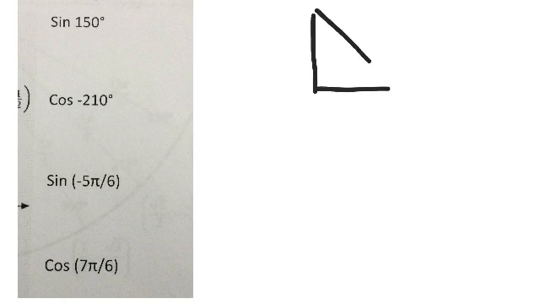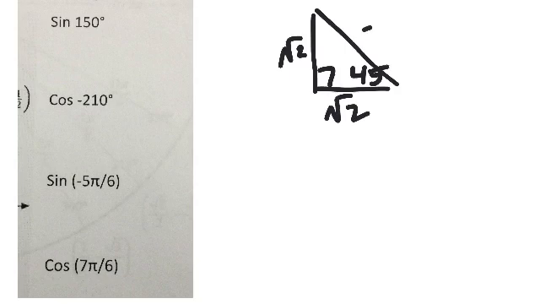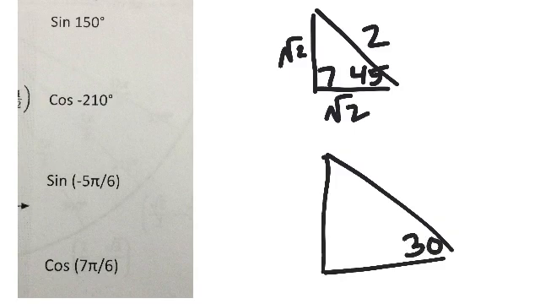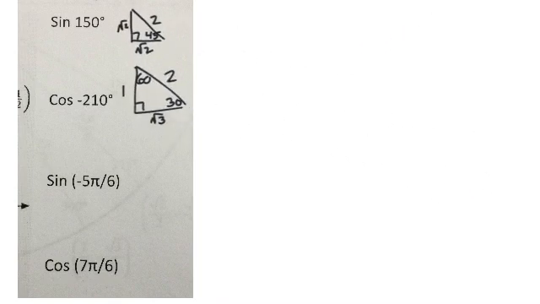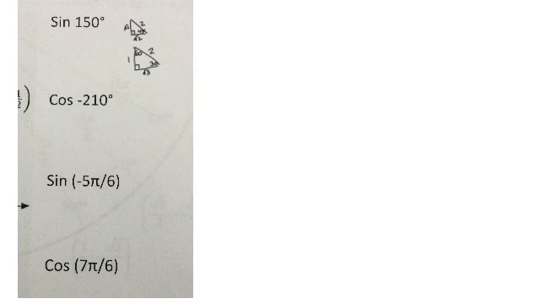We have a 45, 45, 90. Across from the 45s are radical 2's. Across from the 90 is a 2. Then we also have a 30, 60, 90. Across from the 30 is a 1. Across from the 60 is radical 3. Across from the 90 is a 2. So those are the two special right triangles we are dealing with. Need to make sure we have them memorized pretty quickly.